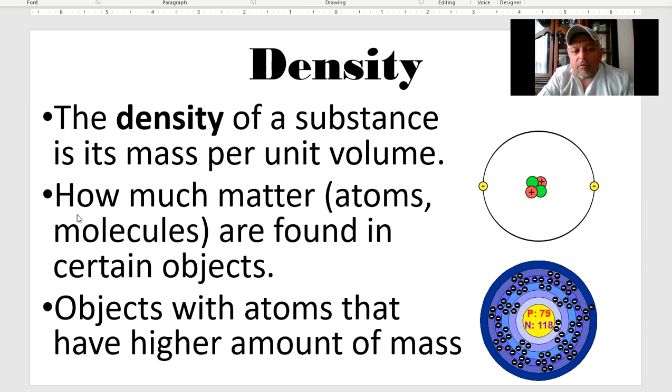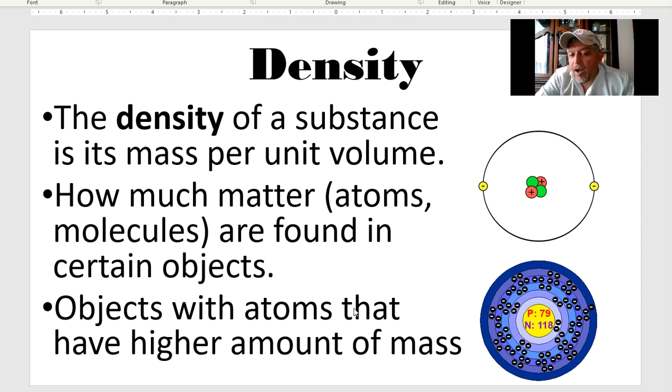In simple terms, we can say that this is how much matter, or how many atoms or molecules, are found in certain objects, right? Some objects can have a lot of molecules or a lot of atoms inside, or other ones can have a lesser amount of atoms or molecules, right? So that's going to make a difference in density. Also, objects with atoms that have a higher amount of mass.